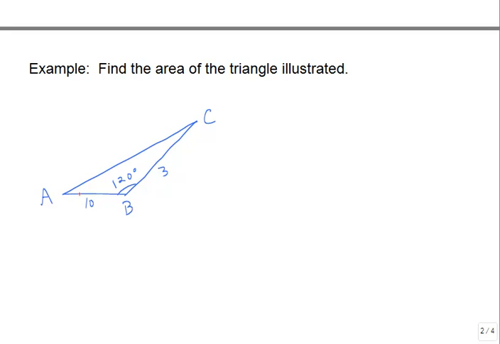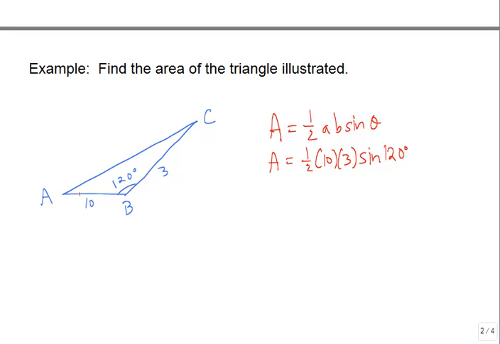We're not told any kind of height at all, so we wouldn't be able to use the 1/2 base times height formula. But I could use this 1/2 AB sine theta formula that we just talked about. So in this problem, my two sides that I know are the 10 and the 3. So I'm going to let my A be the 10, I'm going to let the B be the 3, and the angle in between, this theta, is that 120 degrees.